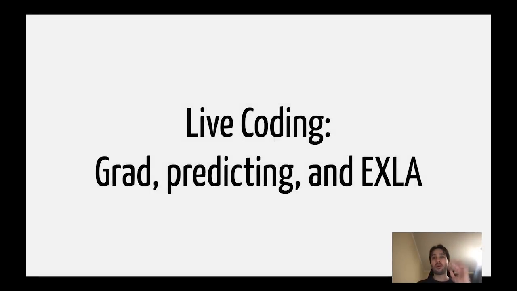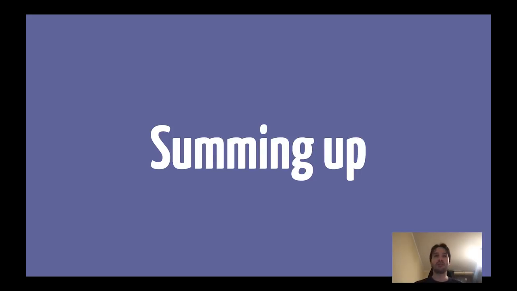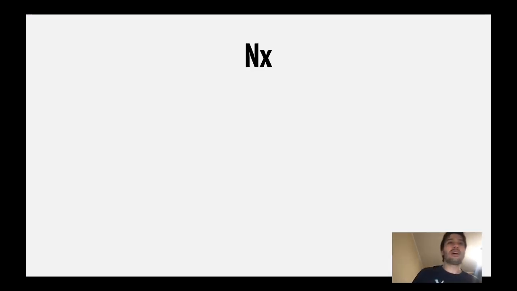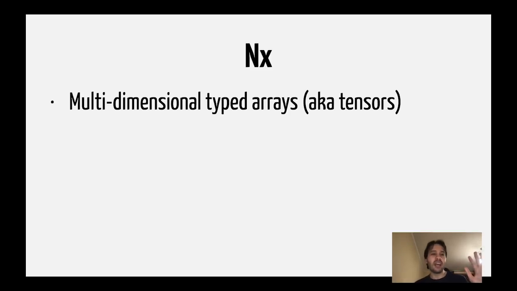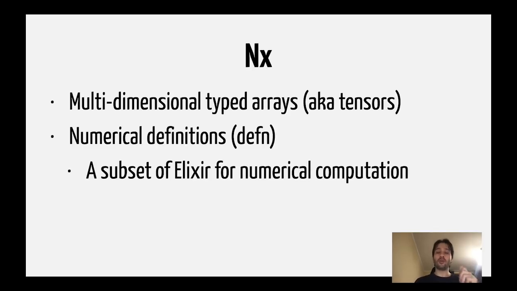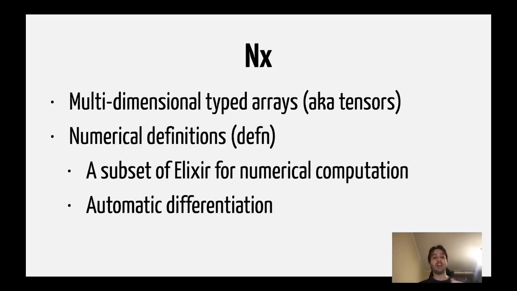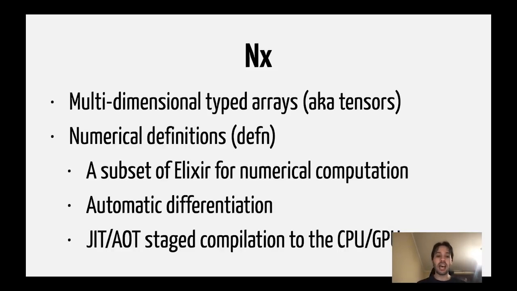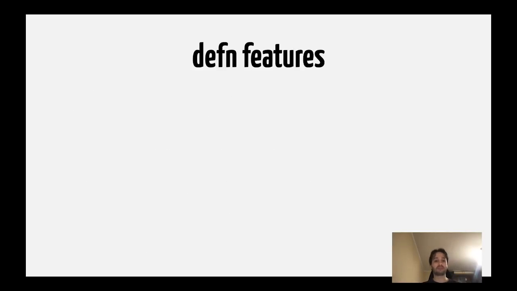So before we can go, I just want to sum up very quickly what we explored and learned today. So today we talked about NX, and we learned that NX is multidimensional typed arrays, aka tensors, and NX also provides something called numerical definitions, which are a subset of Elixir for numerical computation. It gives us a little bit of structure, and it also gives us things like automatic differentiation, and just-in-time and ahead-of-time compilation to the CPU and the GPU, okay?